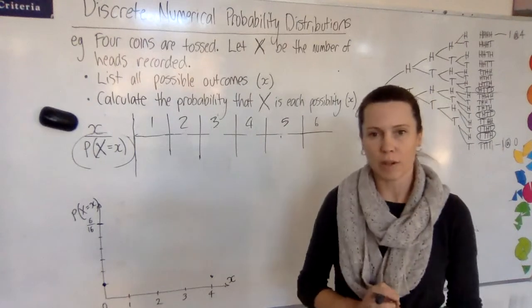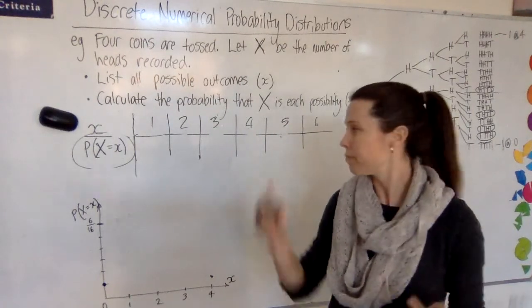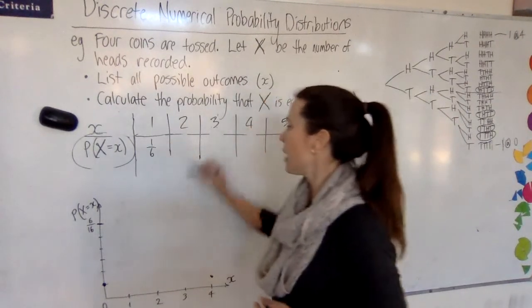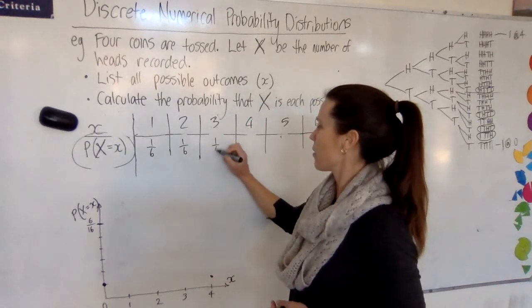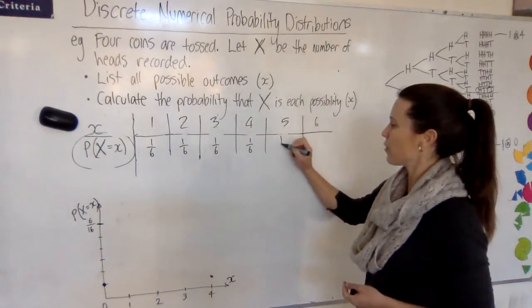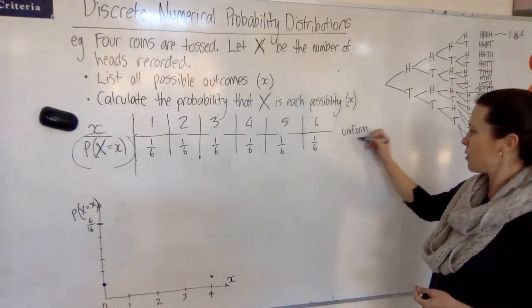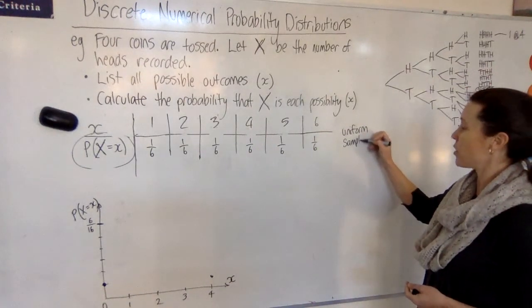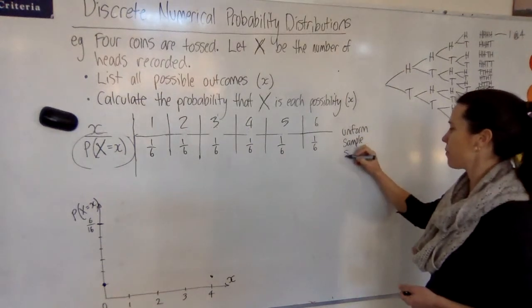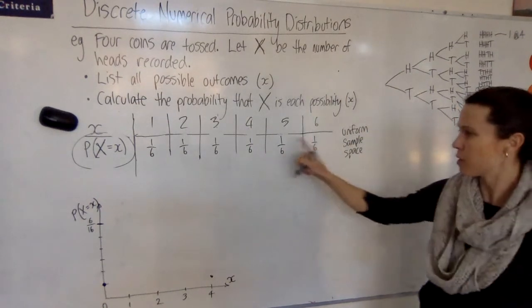Now, what are the chances when I roll a die that I'm going to get a 1? It's 1/6, isn't it? And in fact, all of these will be 1/6. So this happens quite often, and we call this a uniform sample space, or a uniform probability distribution. And the reason it's uniform is because they're all the same.